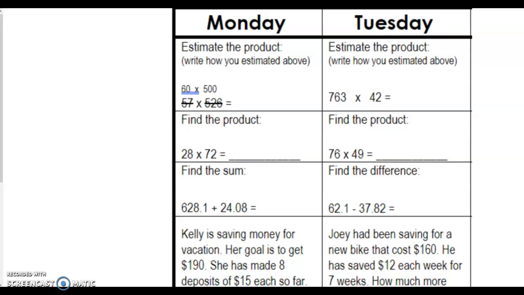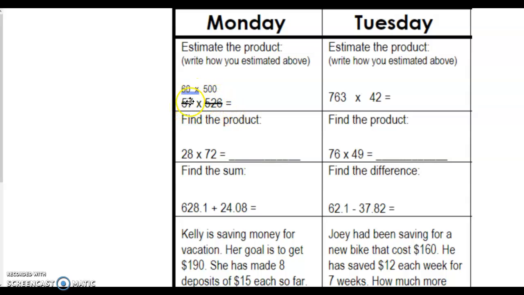All right, let's go ahead and start checking our homework for today. So yesterday we talked about how we are going to estimate the product, right? We said that whenever we're estimating, we're going to choose a number that's pretty close to our original number, but also something that we can do quickly in our heads in 5 seconds or less. So we had 57 times 526.